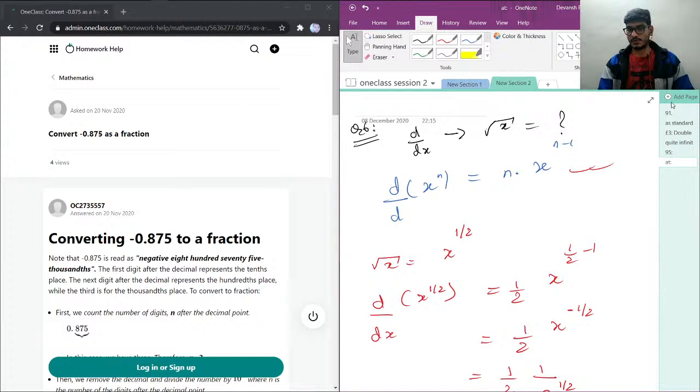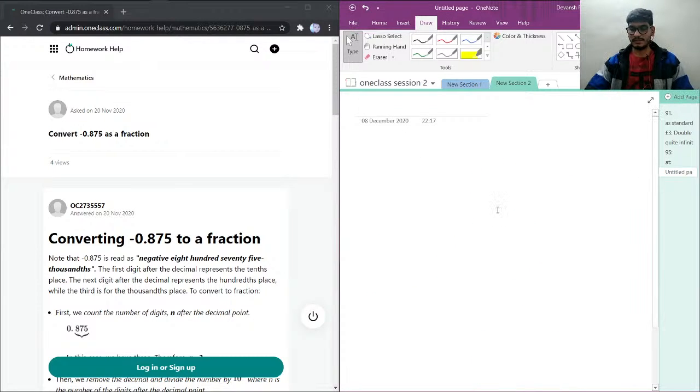So this was question number 6, and this is going to be question number 7. We need to convert negative of 0.875 as fraction.